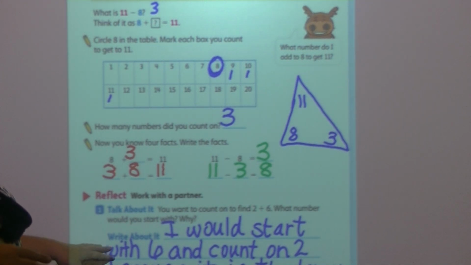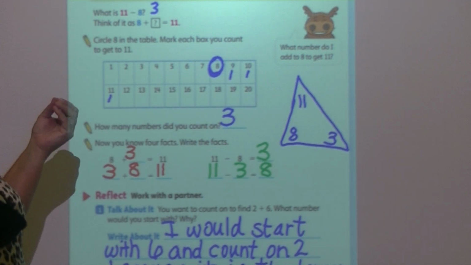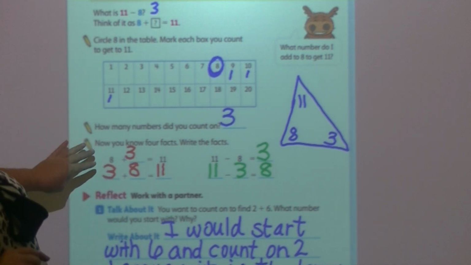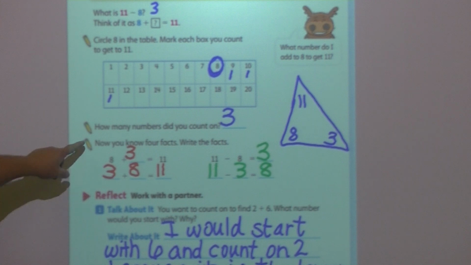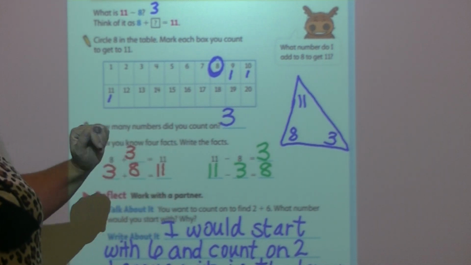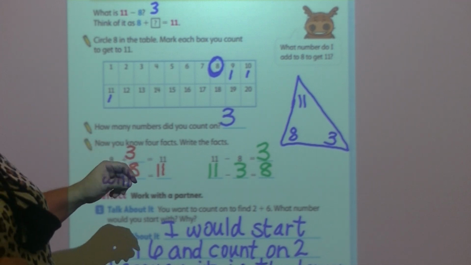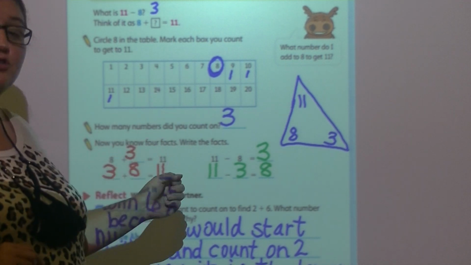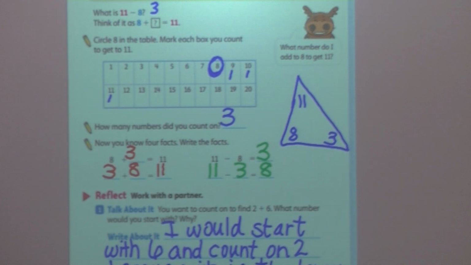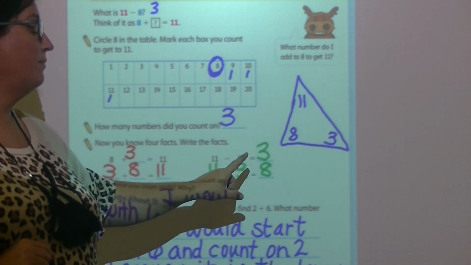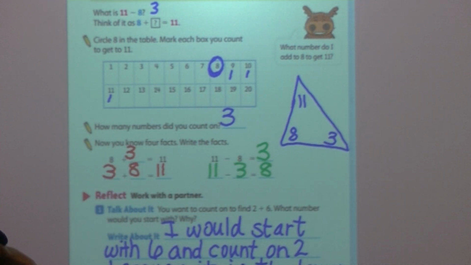Now, as a few people are finishing up, I'm going to go back and remind you, remember a fact family uses 3 numbers to make 4 facts, 2 addition and 2 subtraction, and we only use those 3 numbers. We do not let a stranger in our fact families. No stranger danger. We only use the same 3 numbers to make our facts correct.